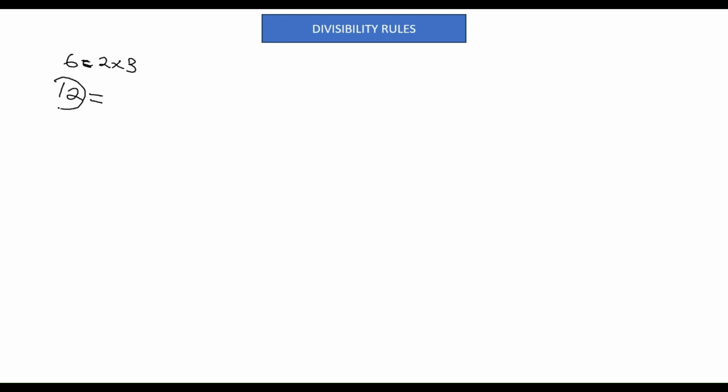Let's check if 12 is divisible by 6. To check this, we should be able to identify if it's divisible by 2 and 3 at the same time. First, let's do 2. From our previous video, we said that a number is divisible by 2 if the last digit of the number is an even digit. In this case, it is 2, and 2 is an even digit. In the previous video, we listed all the even digits, so you do well to go and watch that video. So it ends with an even digit, so obviously it's divisible by 2.